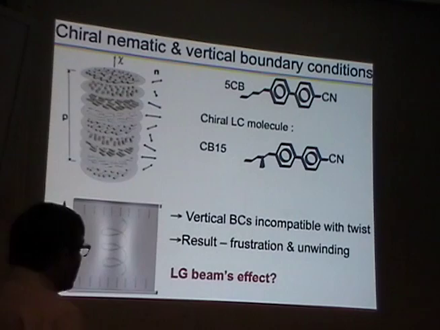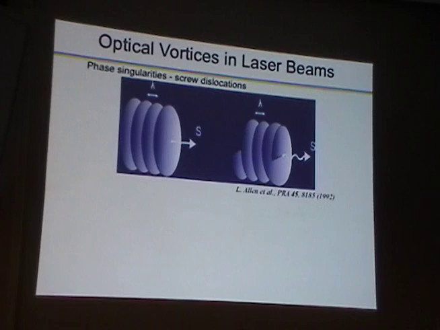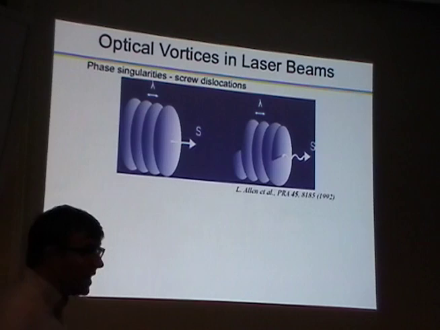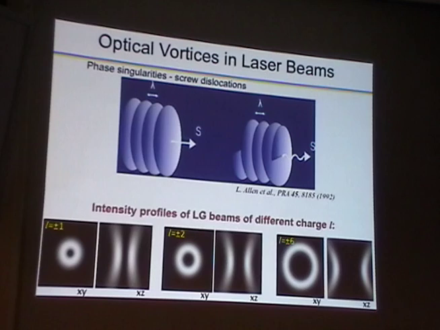Initially we can fully unwind the liquid crystal director, but what I will discuss with you is what happens if we now shine laser beam of light into such a liquid crystal cell. And we will not use just plain Gaussian laser beam, but Laguerre Gaussian beam will be focused into the liquid crystal sample. So I would like to remind you that Laguerre Gaussian beams are nothing else but optical vortices. So those beams have screw dislocations in the phase of light, or optical vortices of the laser beam. Those optical vortices can be characterized by topological charge, just like defects in liquid crystals are.